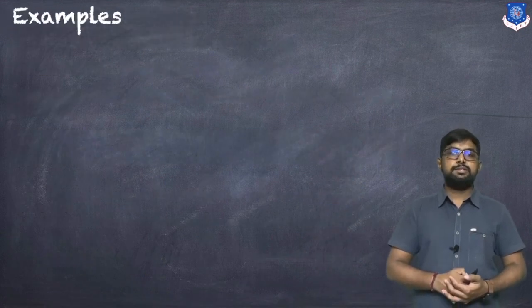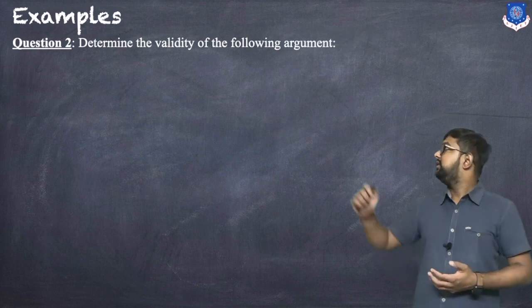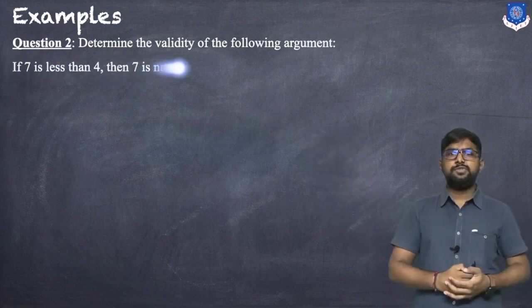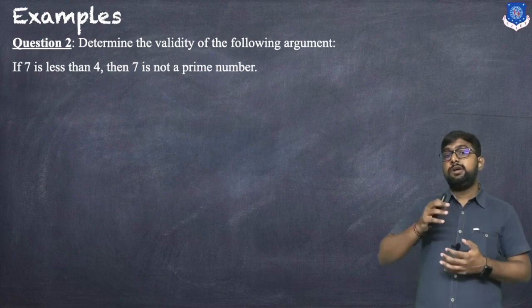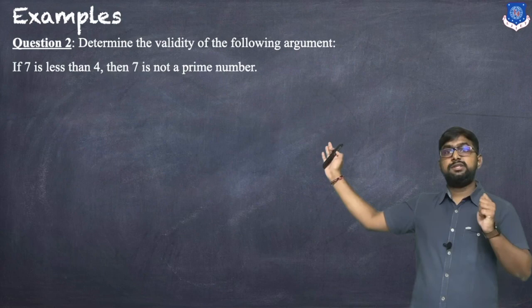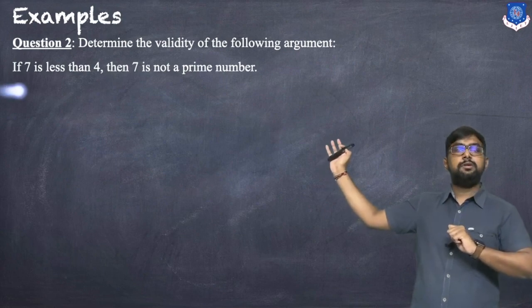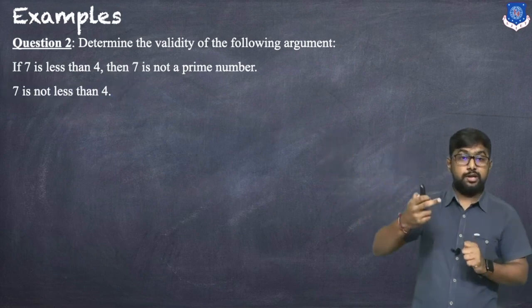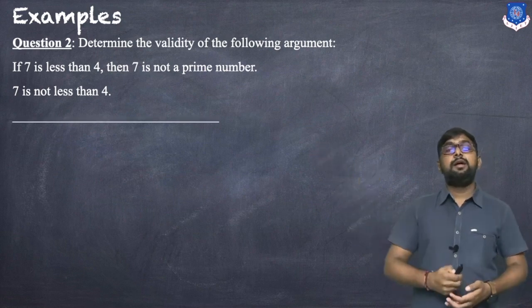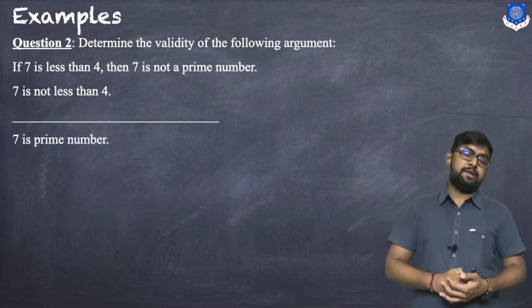Let us discuss the second example. Determine the validity of the following argument. The argument is given: if 7 is less than 4, then 7 is not a prime number; 7 is not less than 4; and, below this line, 7 is a prime number.